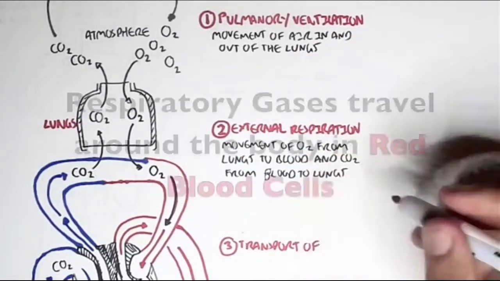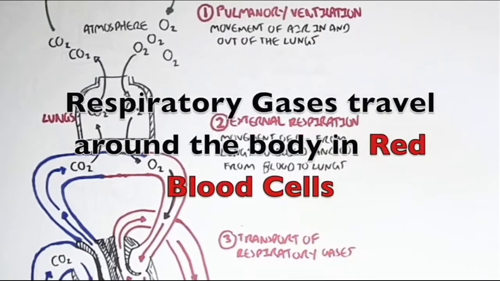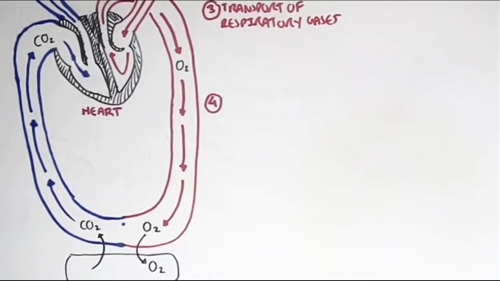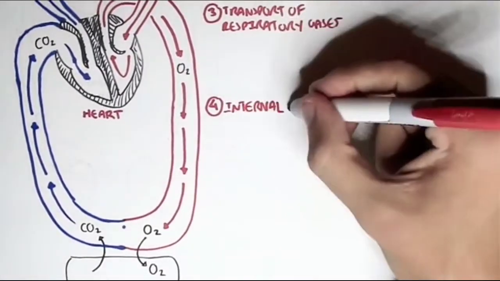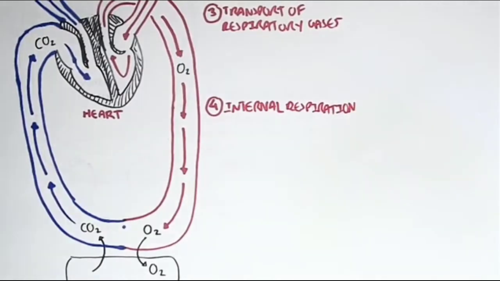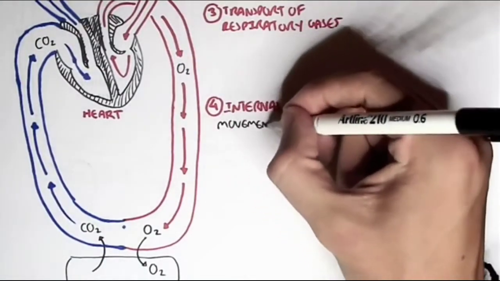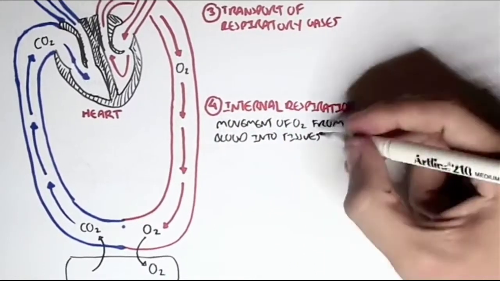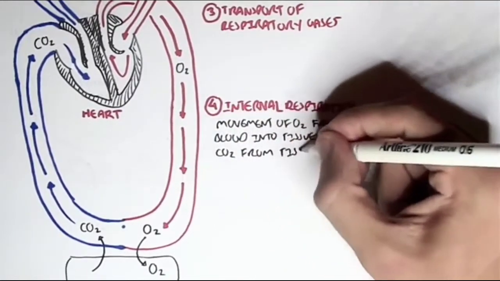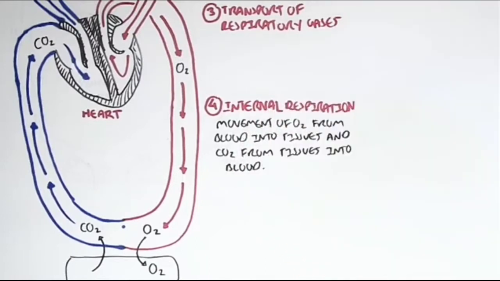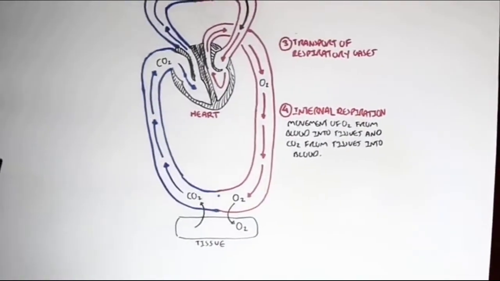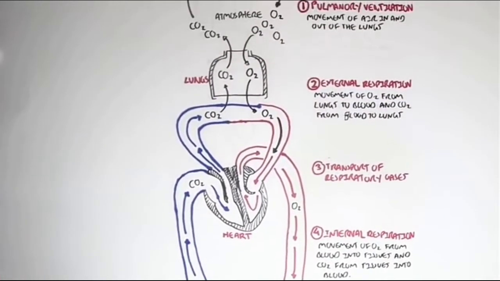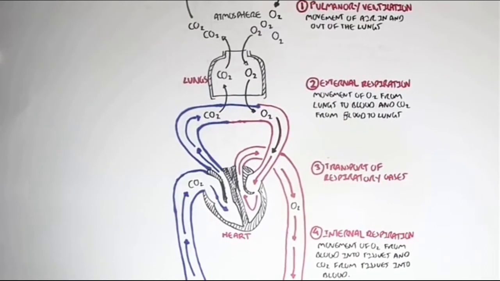And third is transport of respiratory gases, and respiratory gases travel around the body through red blood cells. The last phase is internal respiration. In this phase we can see the movement of oxygen from blood into tissues and carbon dioxide from tissues into blood. So I hope you can understand the difference between internal and external respiration.